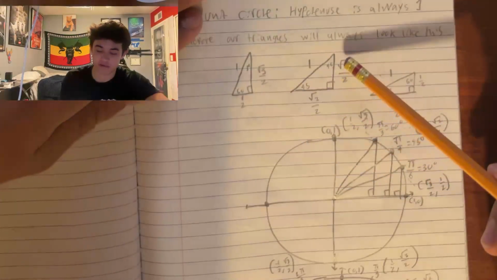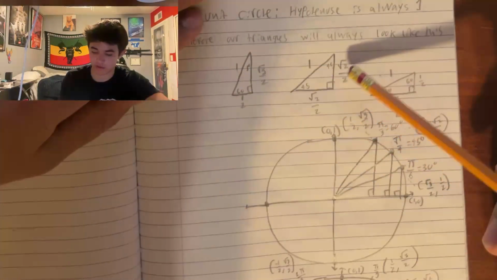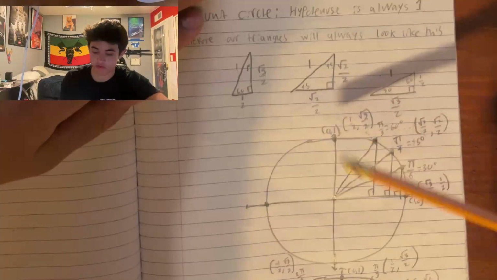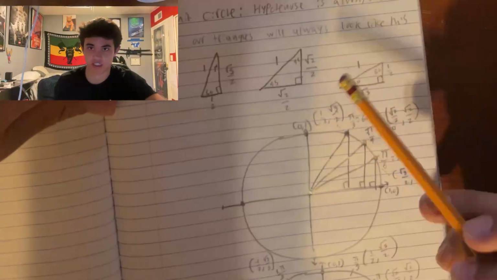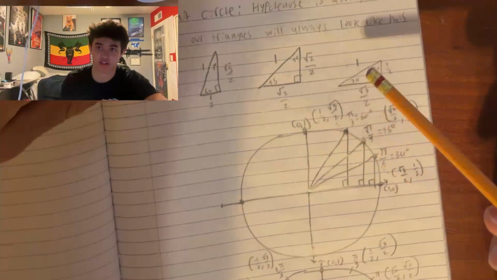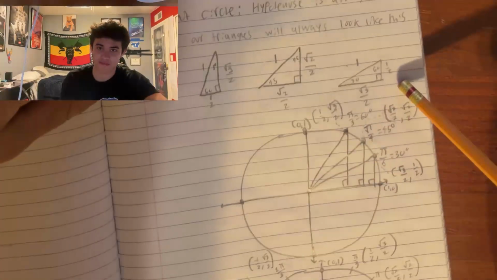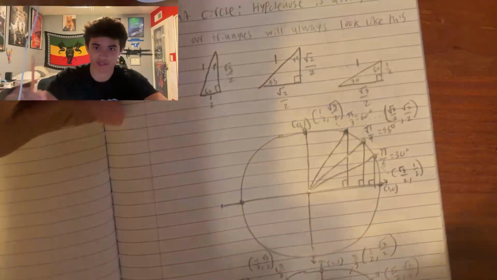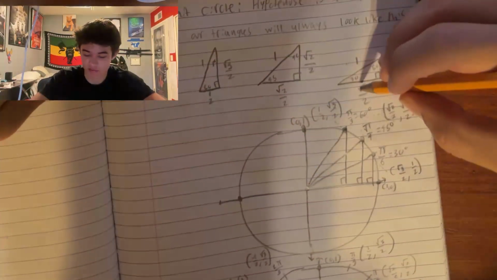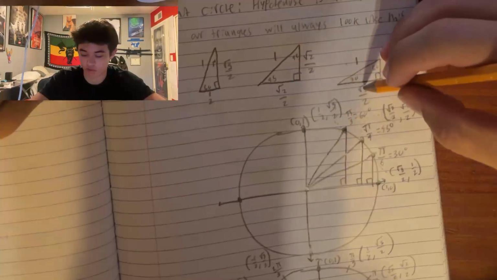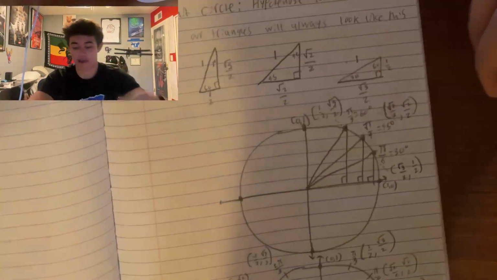A 45, 45, 90 degree triangle is going to look like 1, square root of 2 over 2, and square root of 2 over 2. And then this is just a 30, 60, 90 degree triangle again, but it's on its side because we're going to have to use that later. So it's the same thing: 1, the long side's root 3 over 2, and then that short side's 1/2.